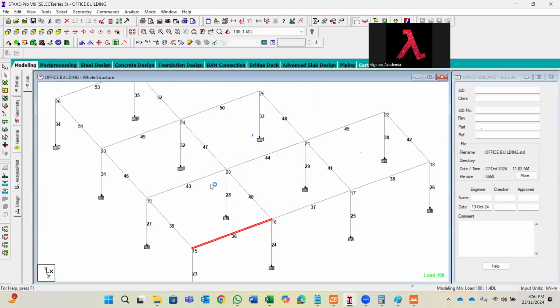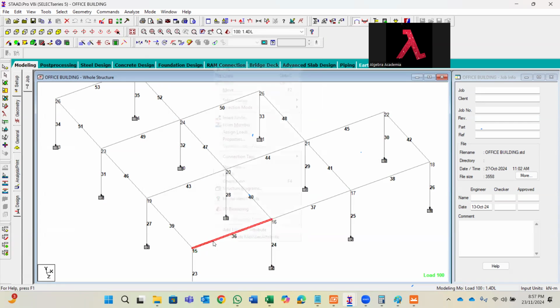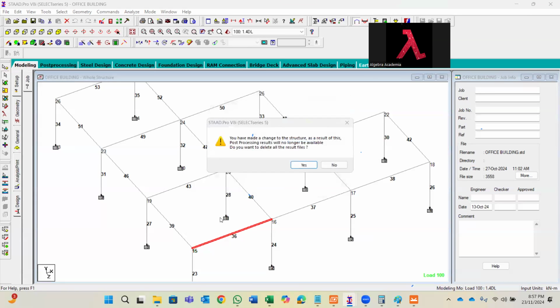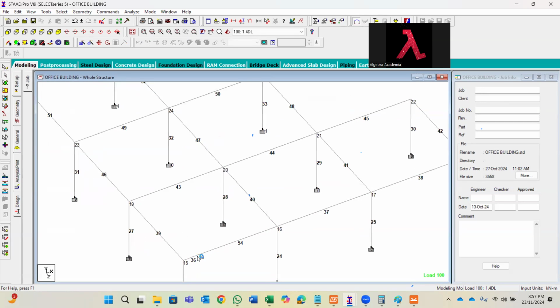So what I'm going to do: I'm keeping the cursor, it shows three colors. Always the green one is the starting point. So I'll right click here, insert nodes, 1 meter, add new point. Fantastic. I've added a point, 28. So the beam number is 54, 28. I'll just analyze it.